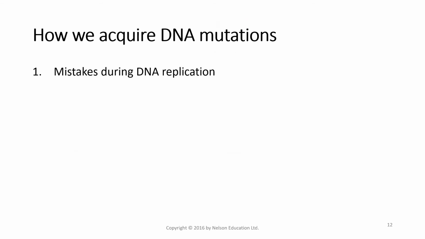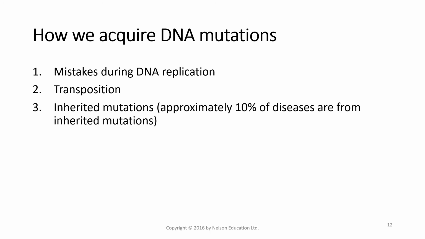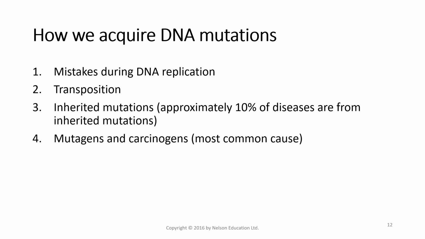So how do we acquire DNA mutations? Again, I mentioned earlier that with each subsequent round of DNA replication, these mistakes start to accumulate, and the mechanisms that safeguard us against these mistakes start to falter. We have the transposition and movement of segments of DNA from one region to another. We can also inherit mutations, and 10% of diseases are from inherited mutations. So in other words, the mutations occurred in your parents, and that was passed on to you through their haploid cells, or sperm and egg.